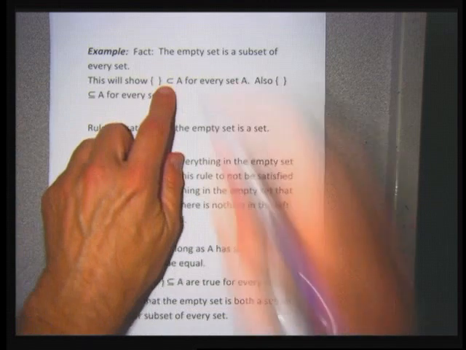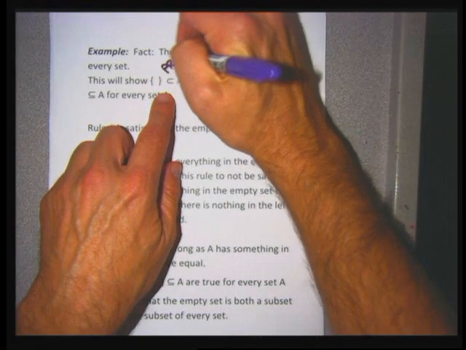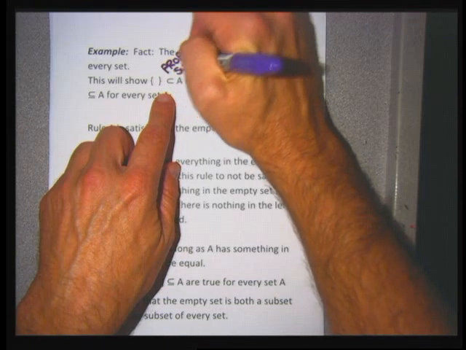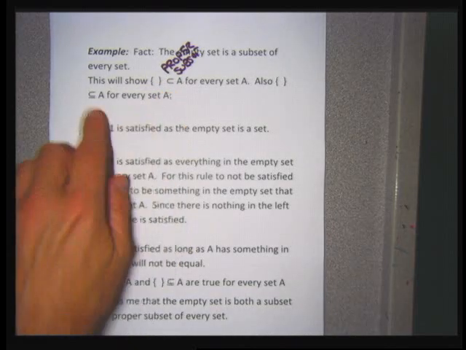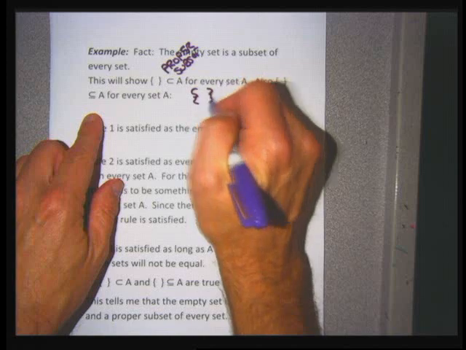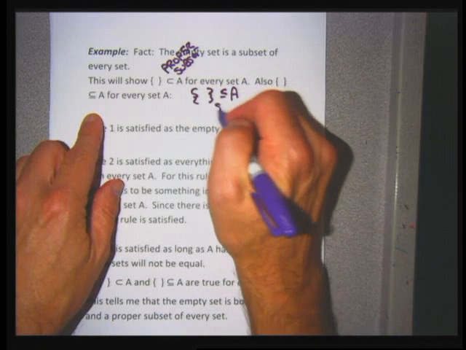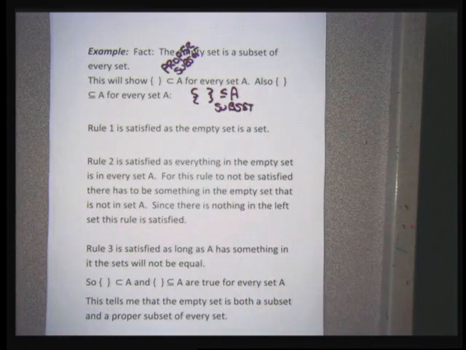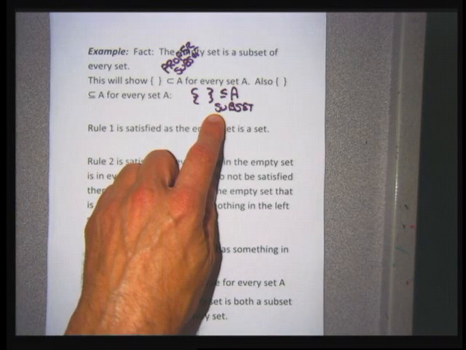Is the empty set a proper subset? I've got to be really careful. I said the empty set is a proper subset of every set, and it's also a subset. So the empty set is both a proper subset and a subset of every set A. To be a subset, you only have to satisfy 2 rules.